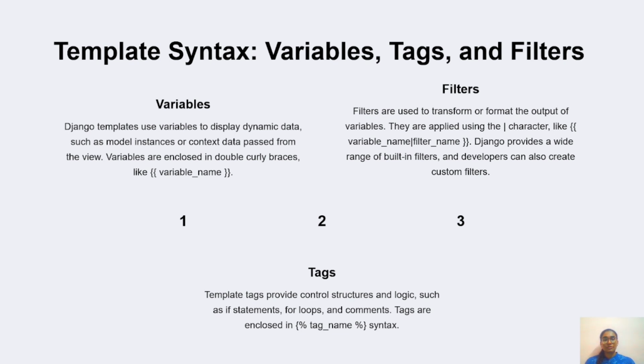The next one is the filters. Filters are used to transform or format the output of variables. They are applied using the pipe character, like within double curly braces a variable name will be given and a filter will be given. Django provides a wide range of built-in filters, and developers can also create custom filters.